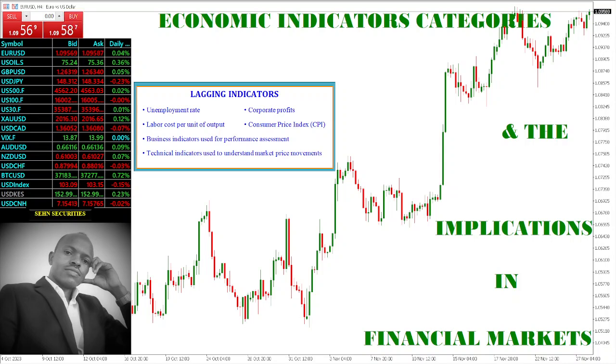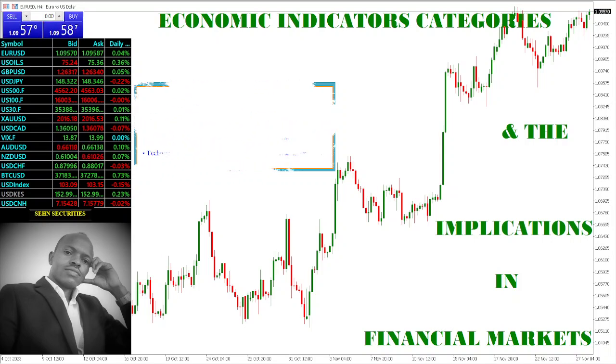Lagging indicators can only be known after the event, but that doesn't make them valueless or useless in markets or in financial markets. We have to mention that lagging indicators help clarify and confirm a pattern that is occurring over a period of time.